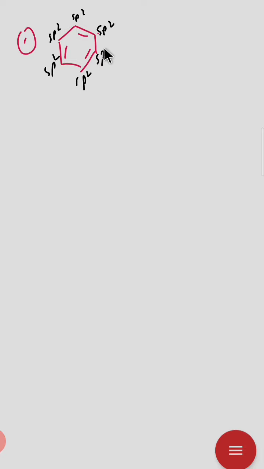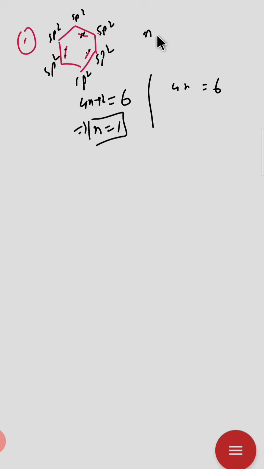After this, we must count the number of pi electrons. Here the number of pi electrons is 6, right? So we need to equate this 6 with 4n plus 2, or we need to equate this 6 with 4n, and here n will be equal to 1.